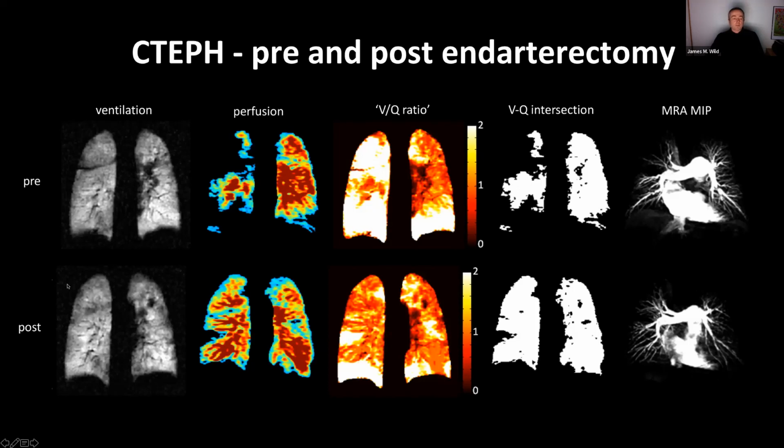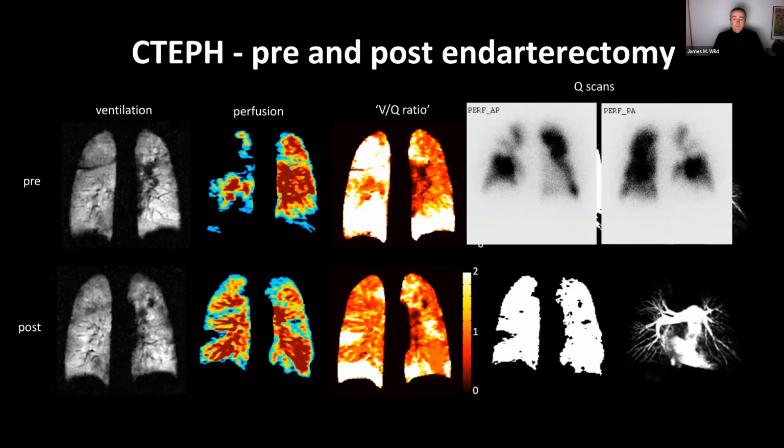This patient then went and had endarterectomy where the thrombus was removed. We can see some subtle changes in the lung ventilation, but clearly a big improvement in lung perfusion post-endarterectomy. That gives you a highlight of how we can bring the ventilation imaging and the perfusion imaging together to get a better feel for the two sides of the physiological equation, the ventilation and perfusion matching.